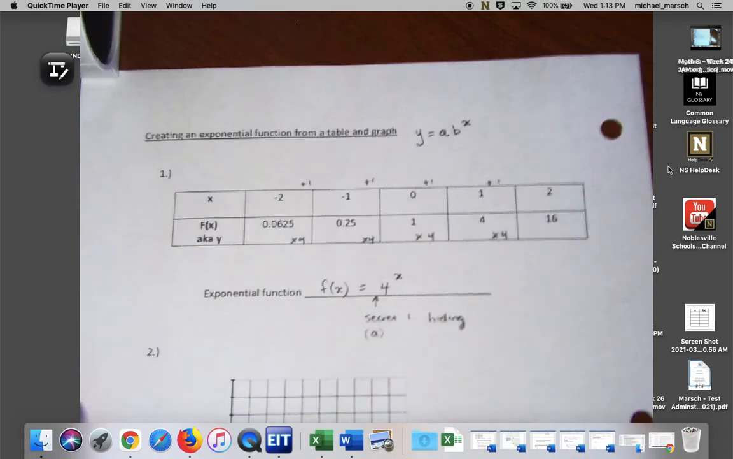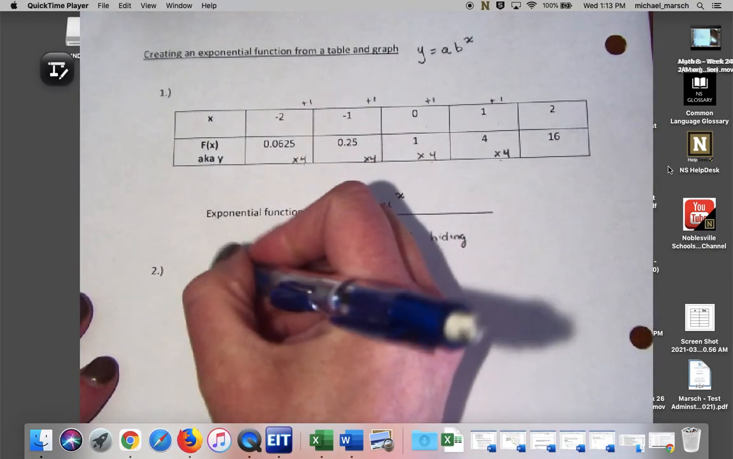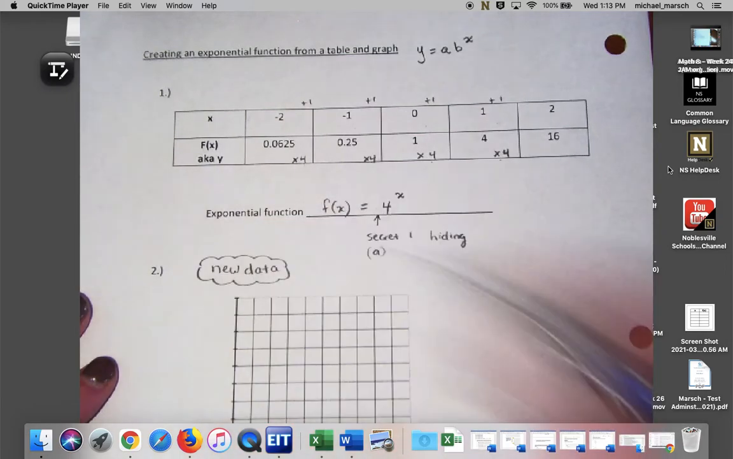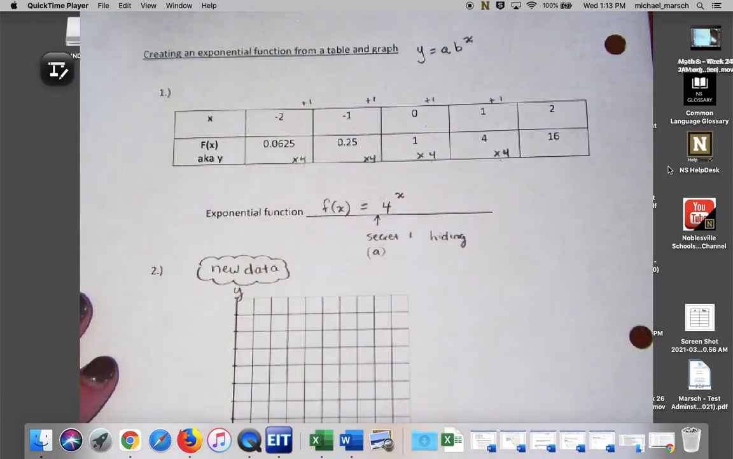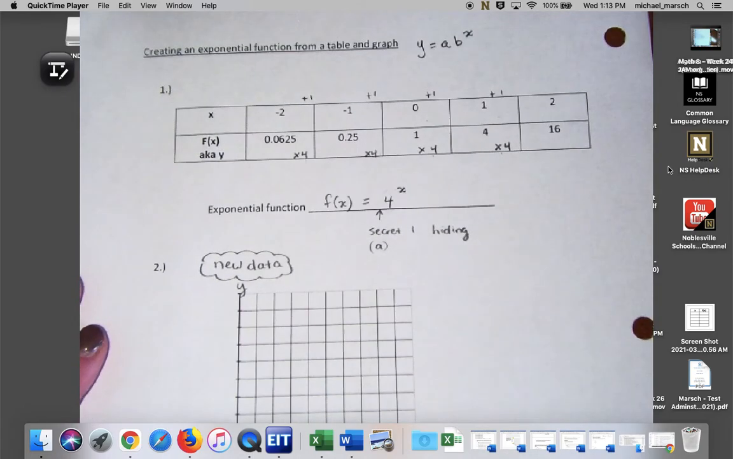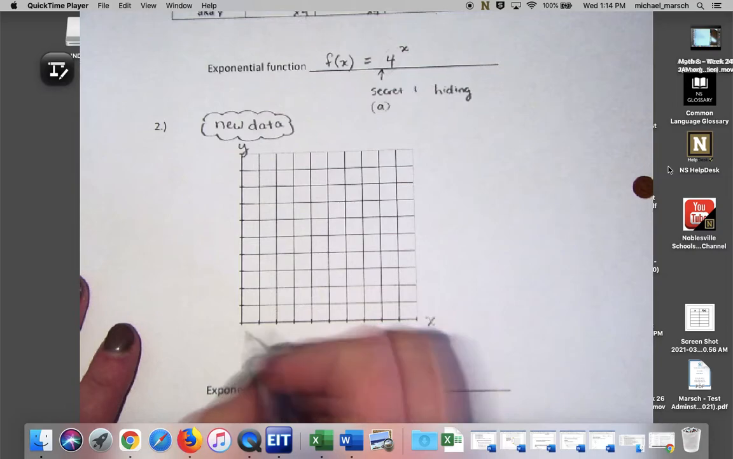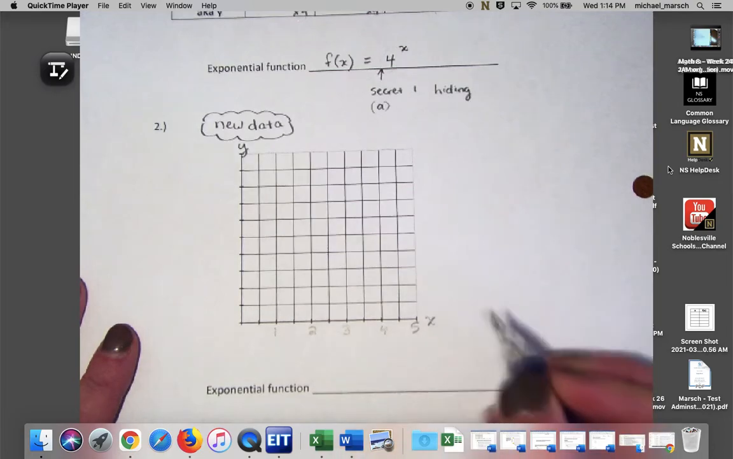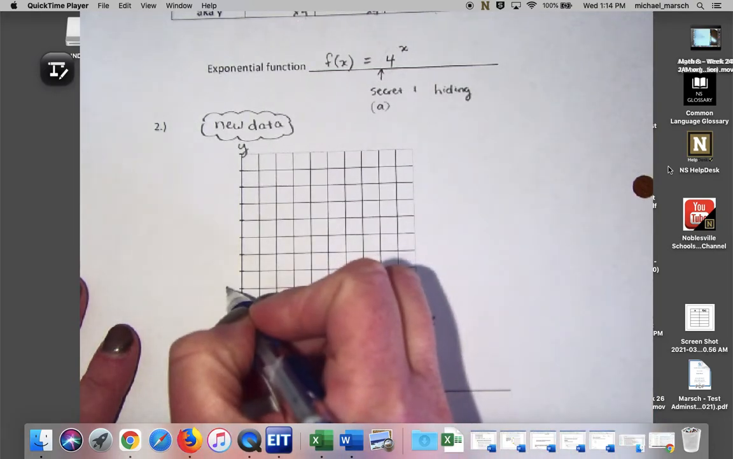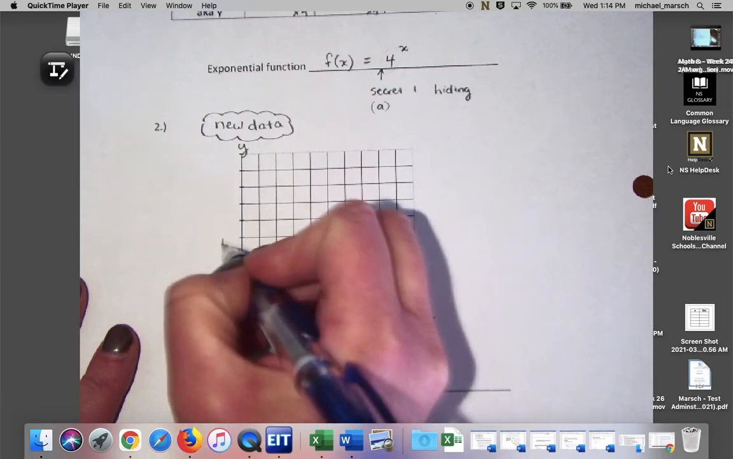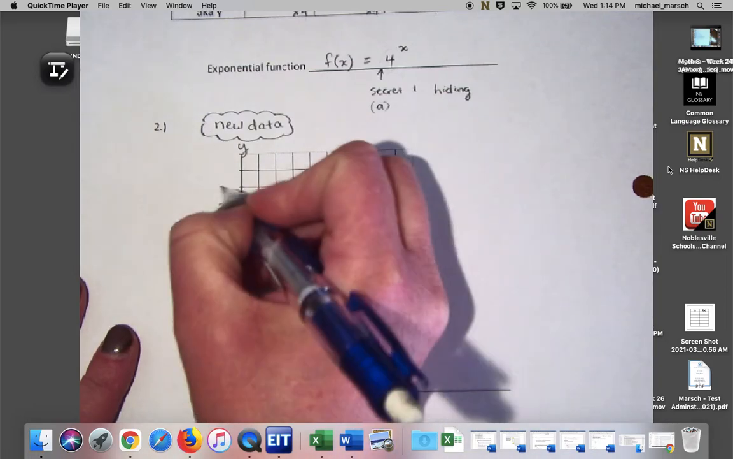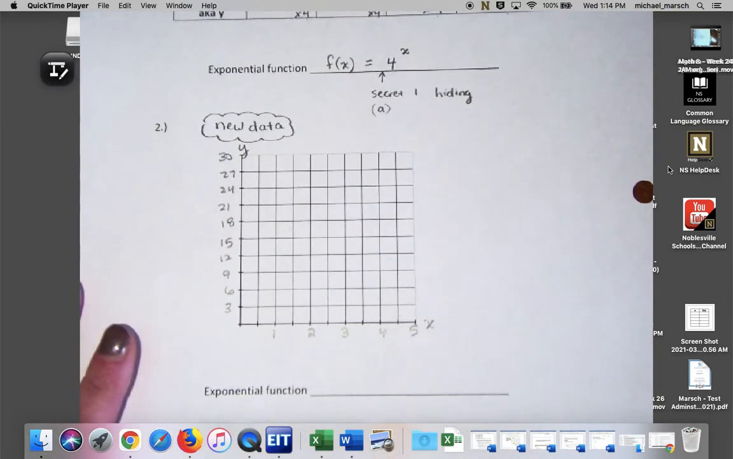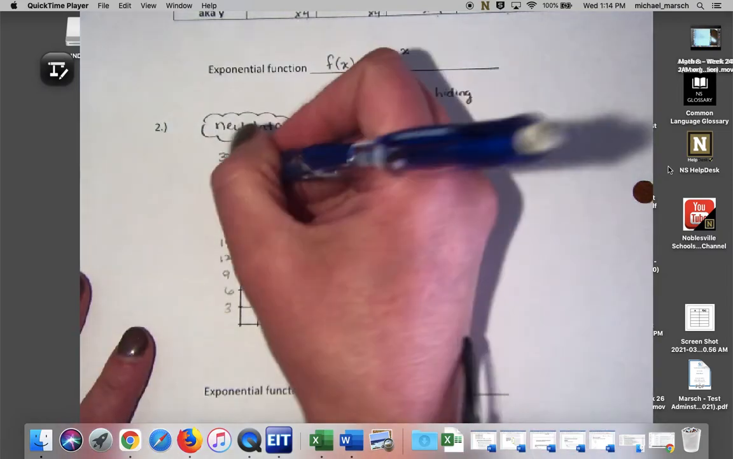Okay, so now we're going to do a similar situation. New data. Write yourself a note. New data. Okay, so we've got our x-axis, our y-axis. Please pay close attention to the increments for the x-axis. Every 2 lines counts, right? So we skip 2 lines. And then the y-axis is going to be by 3s. And I'm just going to put in some points for you.